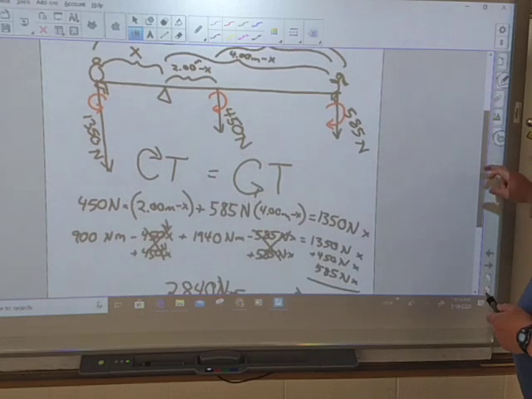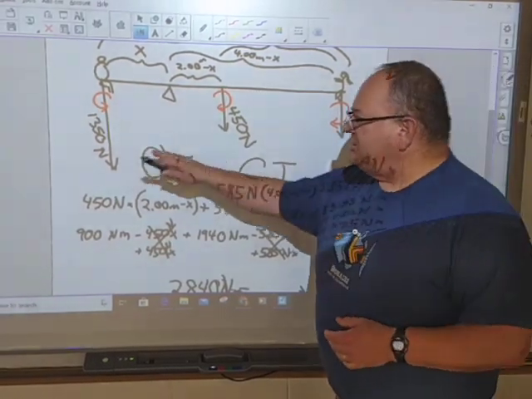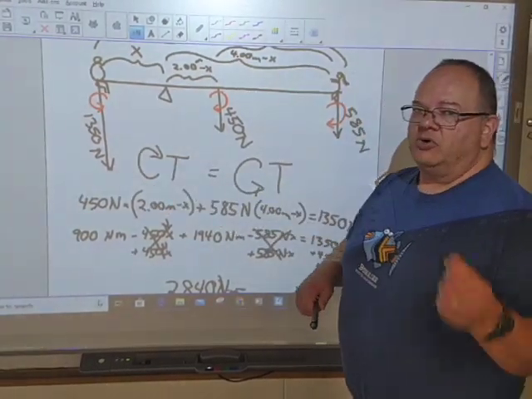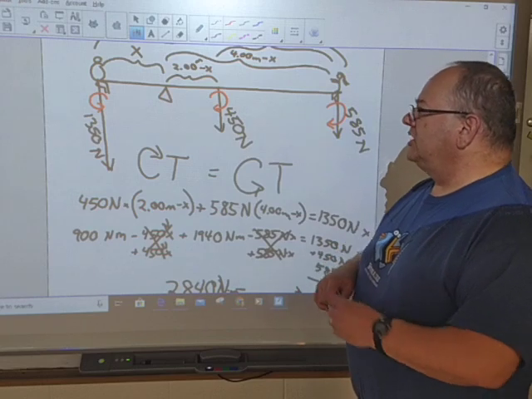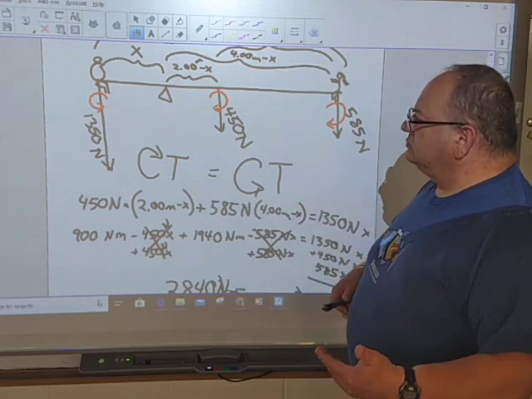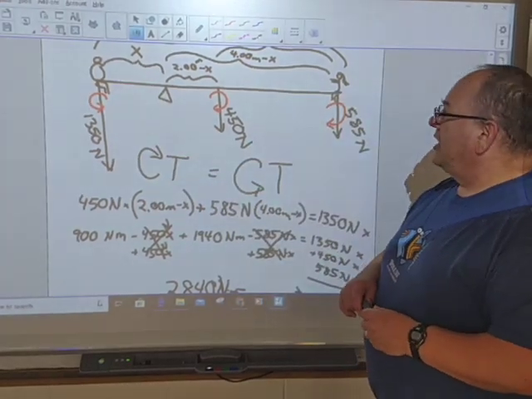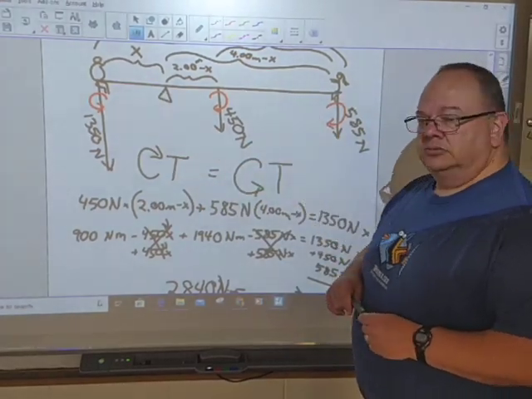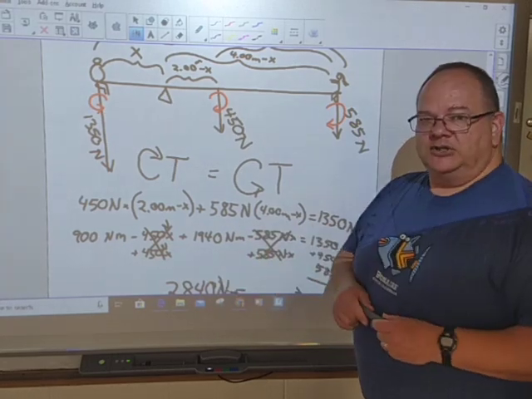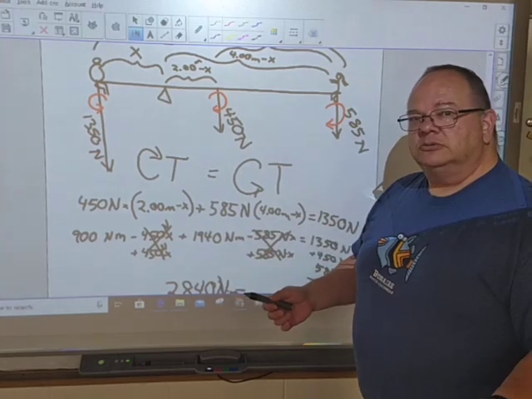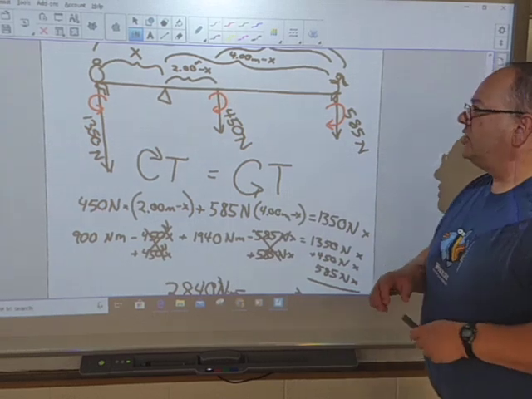Then I used this critical piece of information: counterclockwise torques equals clockwise torques. I said, well, what are my counterclockwise torques? Just that one. What are my clockwise torques? Both of these. I plugged it in, and the rest was algebra.